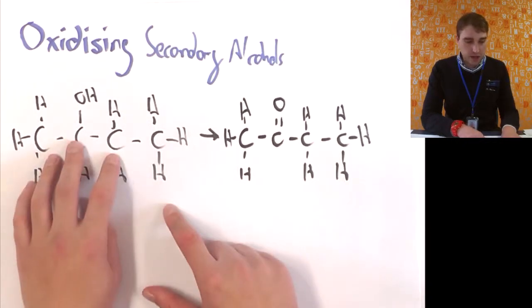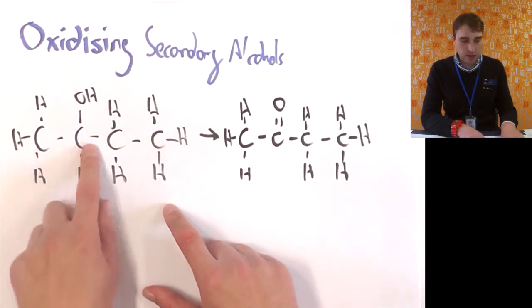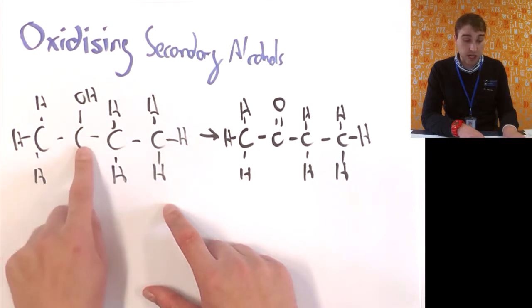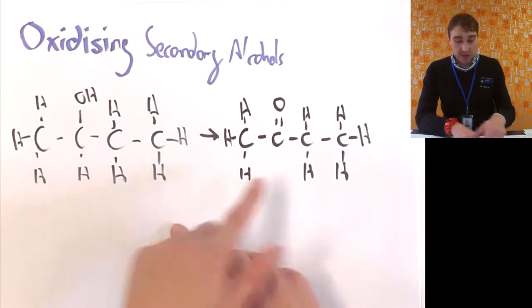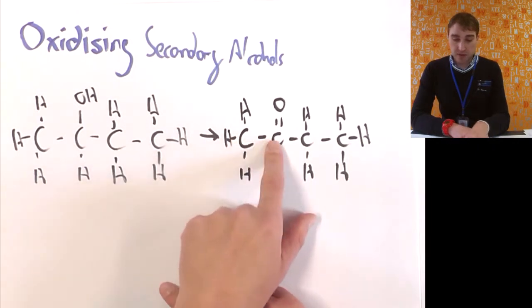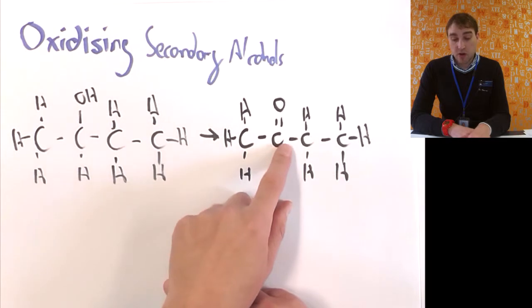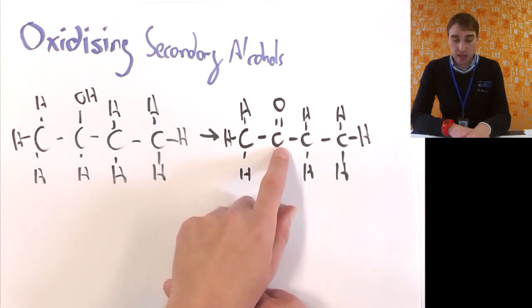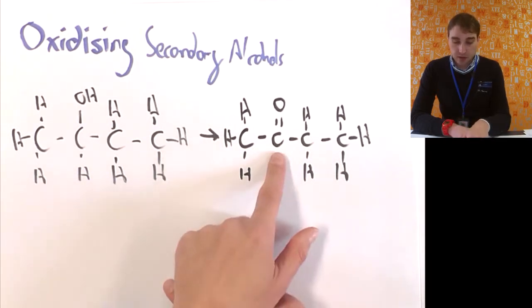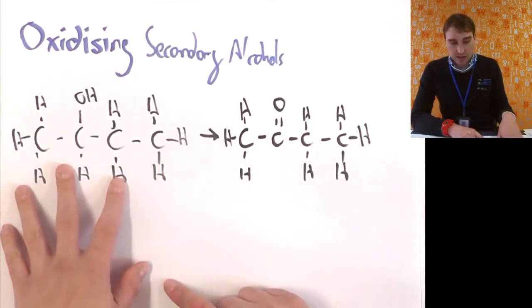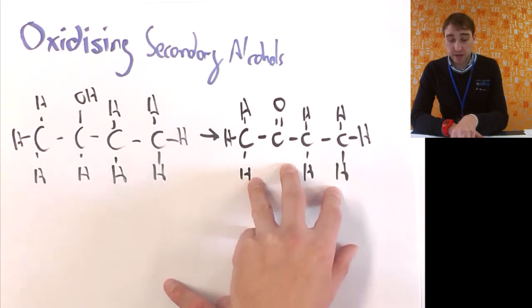So here's our secondary alcohol, butan-2-ol. This is butan-2-ol, because here's our hydroxyl group, it's on carbon 2. When we oxidize that, we make a ketone. So this would be butanone. We don't need to say butan-2-one because there's only one place that the ketone group can go on this one. So on carbon 2, we've got our ketone group. We oxidize our secondary alcohol and it goes to a ketone.